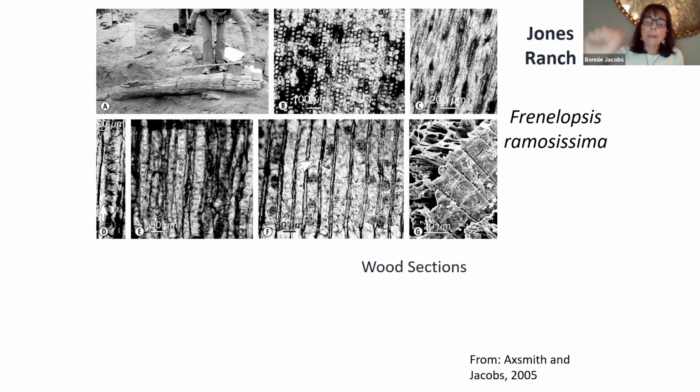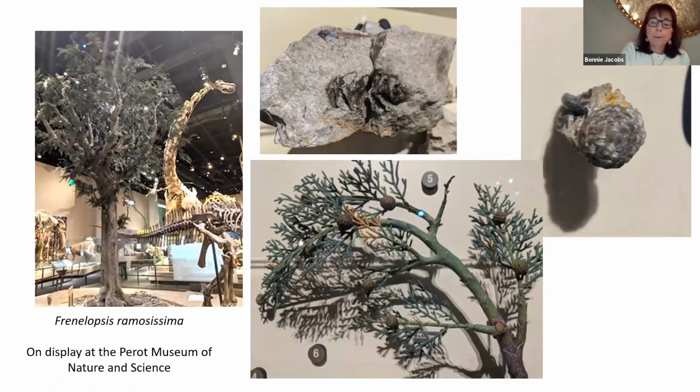So this site has these fossil plants, and because we have the cones and the shoots, the Perot Museum of Nature and Science created a reconstruction of the tree of one of these very plants. So there's the reconstructed tree that's on display with the dinosaurs at the Perot Museum. Here's the reconstruction of a shoot with little shoots and little male cones still attached. And then these very specimens from the site, the ones that I just showed you, are on display.